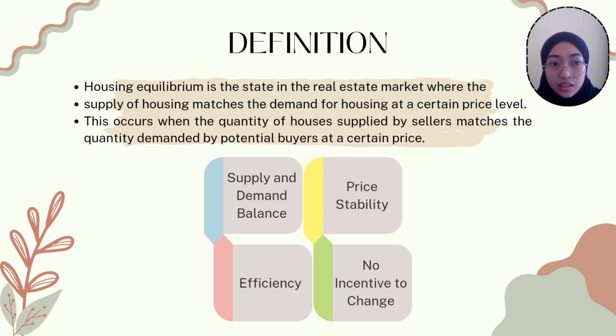We have four main elements that result in housing equilibrium. Firstly, the supply and demand balance. At the equilibrium price, the quantity of a good or service that producers are willing to supply equals the quantity that consumers are willing to buy. There is no excess supply, which is surplus, or excess demand, which is shortage, at this price level.